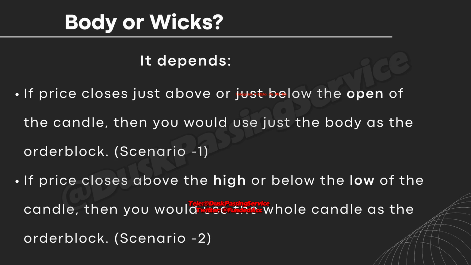The second one is the opposite of the first one, which is that if price closes below or above both the open and the wick of the candle, then in that case you would choose the whole candle as an order block, including the wicks with it. This is the second scenario for how you can choose an order block. Now let's look at some examples here.